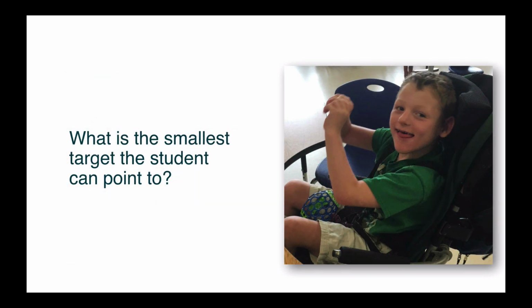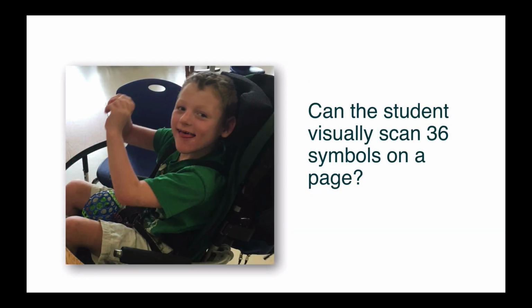The next question was, what is the smallest target the student can point to? The team had to choose from 1, 2, 3, or 4-inch squares. Leo's team thought he would be able to point to symbols that were in a 2-inch square. The last question was, can the student visually scan 36 symbols on a page? Leo's team thought he would be able to do this.